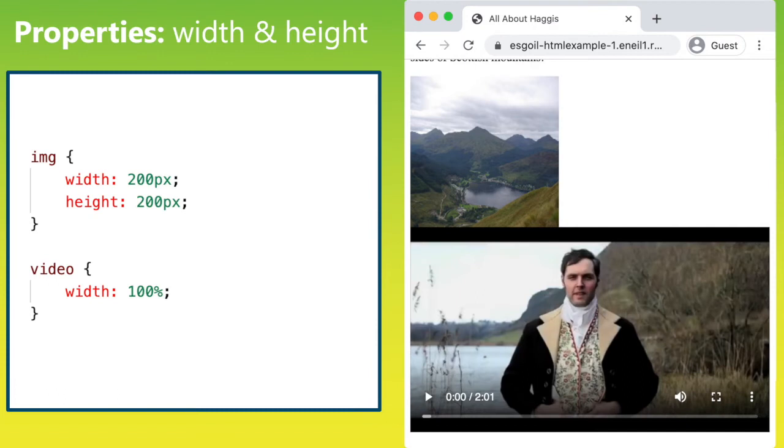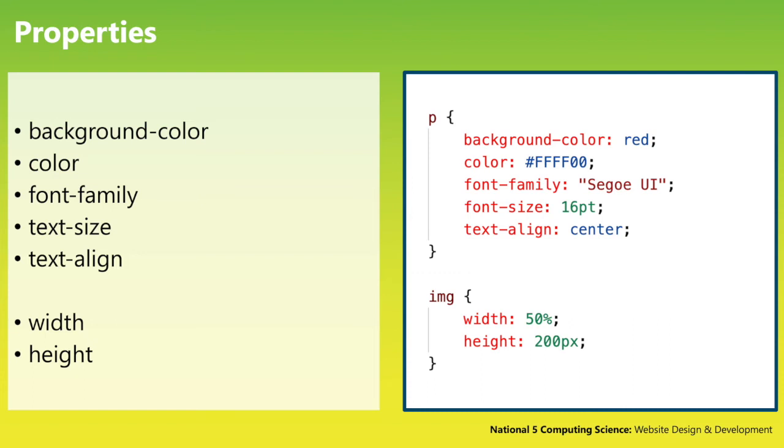We can also control the height and the width of elements. Probably these would be images and video using CSS. The property is simply width and height. And just like in HTML, we can set the width and the height using a pixel value or by using a percentage value. You can see here my image is 200 by 200 pixels and my video is taking up 100% of the screen. So that's all the different properties that you need to be able to use and modify at National 5.